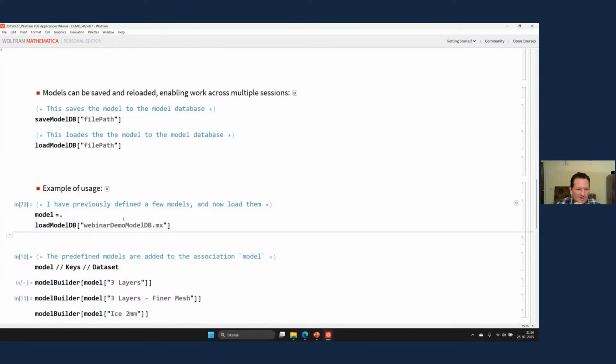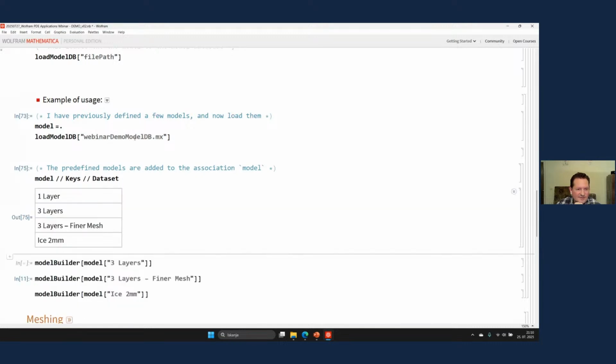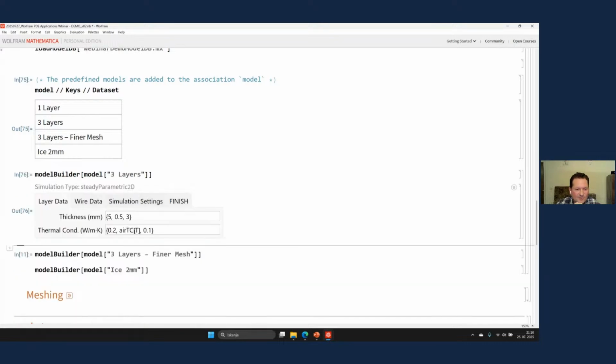Here, for example, I have a few models predefined for this webinar. In this demo model database, I have loaded 3 models: 1 layer, 3 layers with finer mesh, and with ice. Maybe if I click this one, what I would highlight is this thermal conductivity definition. It is a function, air thermal conductivity, which depends on the variable T. Why is this neat? The code is written in such a way that as soon as material properties are a function of a variable T, the code assigns this variable T to the dependent variable in the code, and it handles it as a nonlinear material property.